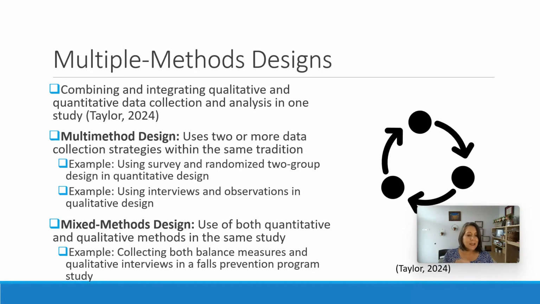But a classic mixed methods design is looking at both quantitative and qualitative within the same study. An example of this would be if we're collecting both numeric balance measures and qualitative interviews with someone in a fall prevention program, trying to find out if they feel like their fall risk decreased or their ability to be confident in their balance increased.